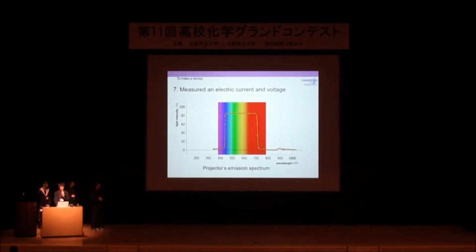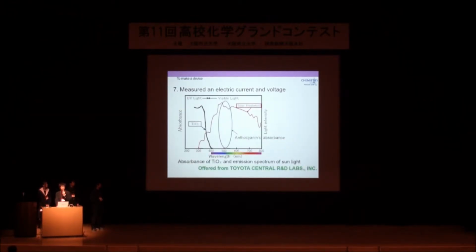This shows the emission spectrum of the projector. Mostly it is visible light. Anthocyanin absorbs wavelengths from 480 nanometers to 580 nanometers. The black line is titanium oxide absorbance, and the red line is the emission spectrum of solar radiation. By adsorbing anthocyanin to titanium oxide, it is possible to use more solar radiation.